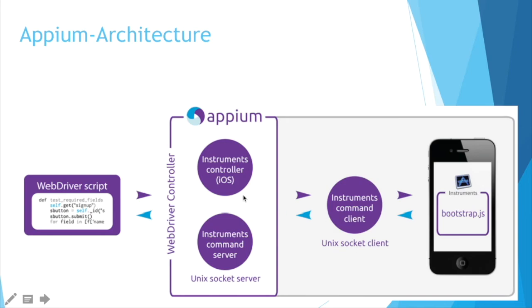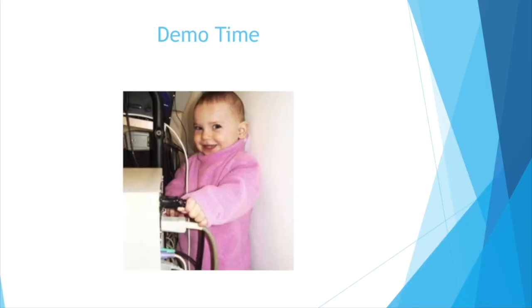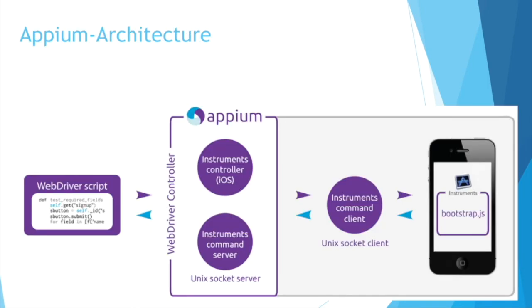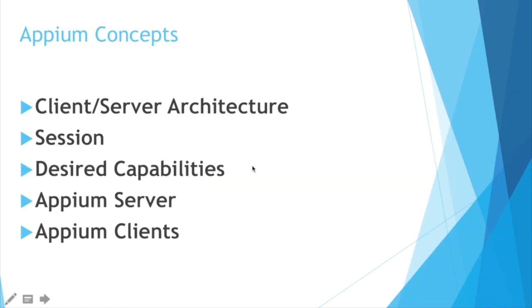So again, it runs the instrumentation commands on the client, that is your iPhone or simulator. Whatever language you choose, it's your choice. You just send the script, and you get back the result. Fine. So this is the Appium architecture, which is not very complex in terms of understanding. Now we have session, we have desired capabilities, we have Appium server and Appium clients.